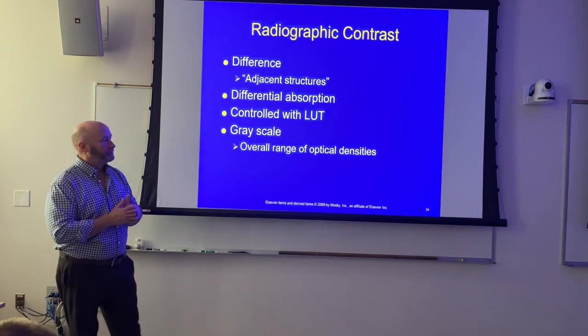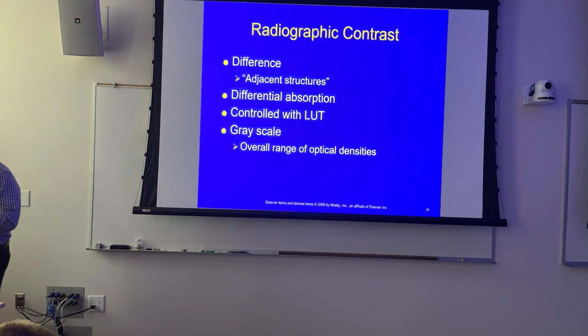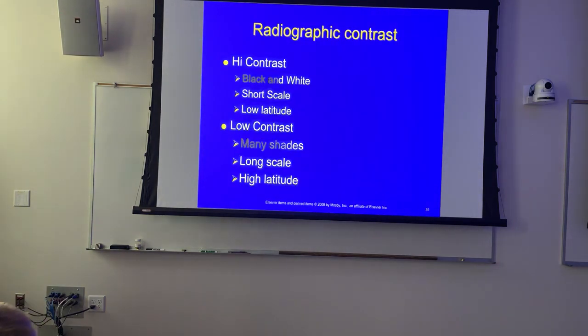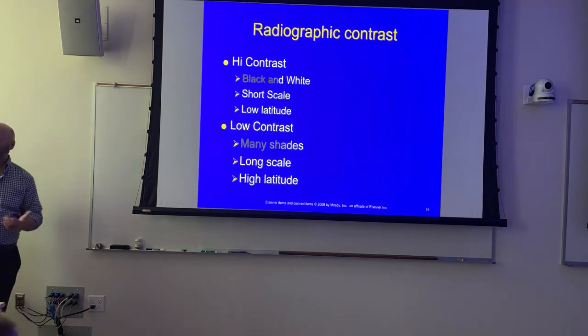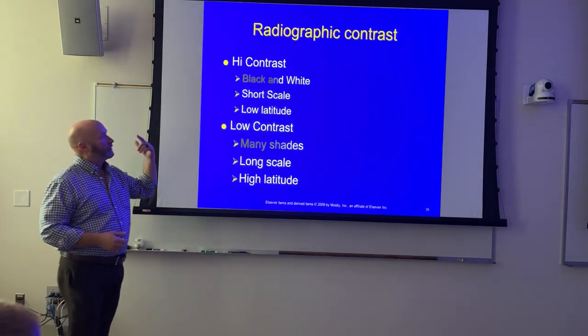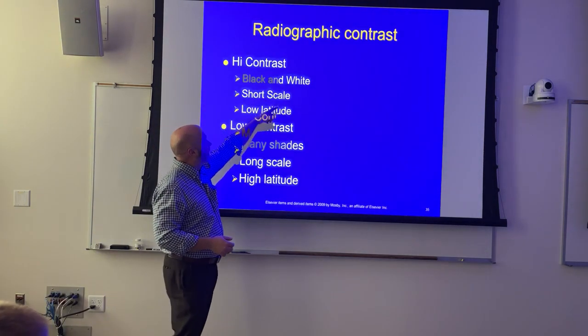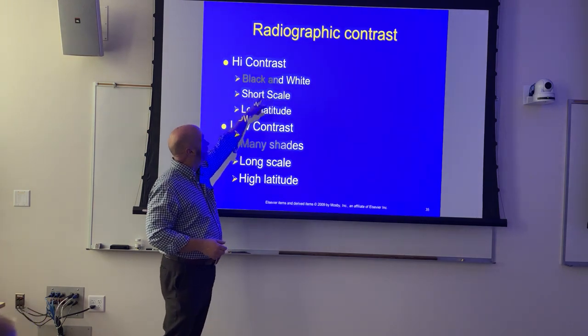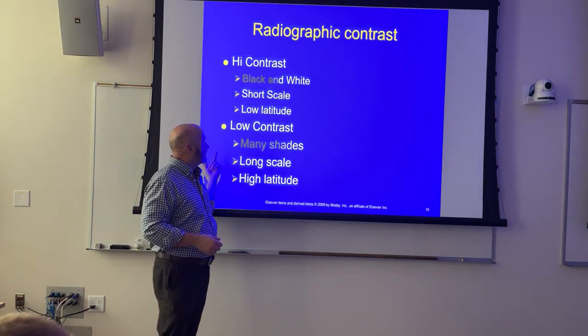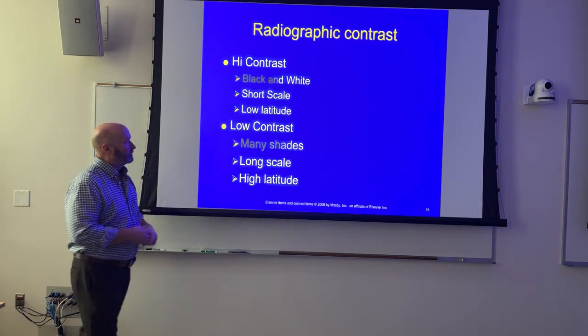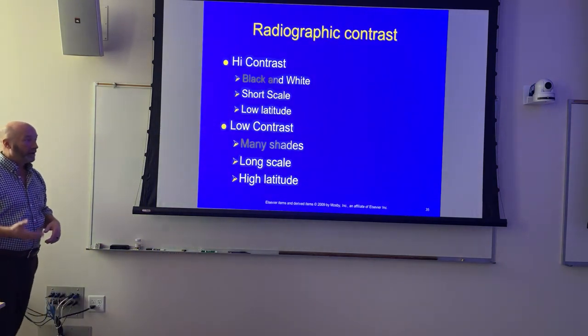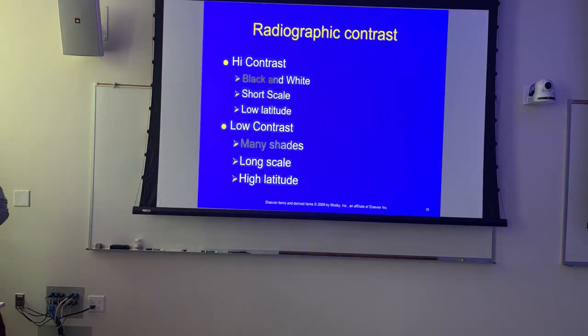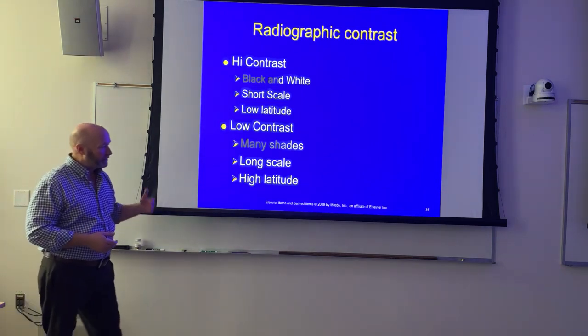You might stumble over that a little bit here and there, but just graphically, when we're talking about high contrast black and white, we've got basically 1, 2, 3 different shades of gray, as opposed to here where we've got several more. So low contrast, many shades of gray. Long scale, we also refer to that as high latitude.